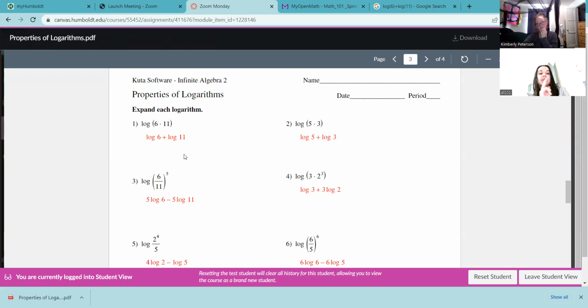Yes. So if I was doing this step by step, I would calculate log base 10 of 6 and write that down. And then I would calculate log base 10 of 11 and write that down, and then I'd have them. Okay, I just wasn't sure if that was correct, and that's the way I was interpreting it.